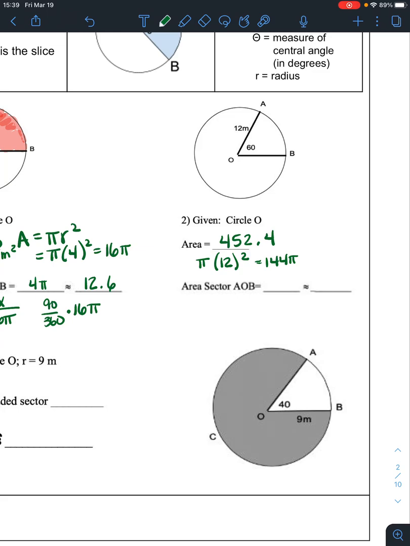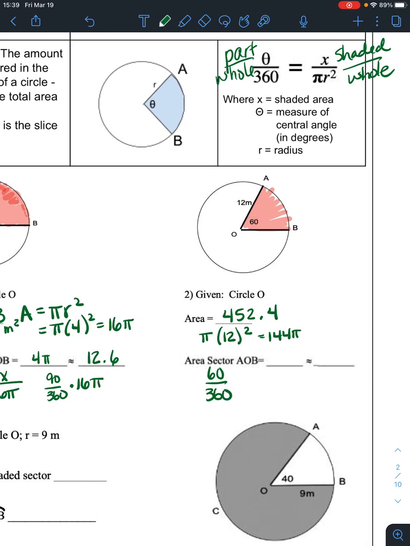So the area of the sector, again, unless it is already shaded, we assume we want the small piece. So it's 60 degrees out of 360 degrees. You can use the formula, right? You've got the formula right here. It's 60 degrees out of 360 degrees is equal to the area that I want over, we just found the 144 pi, or the 452.4. So if you do 60 divided by 360, y'all, that reduces to 1/6, by the way. So this is 1/6 of the circle. So you could just take the area, 144 pi, and divide it by 6. You could do that.